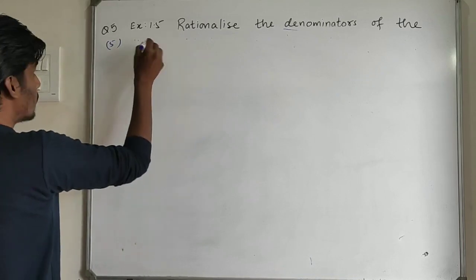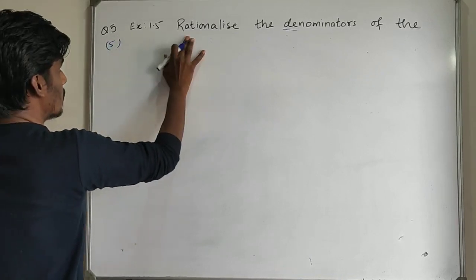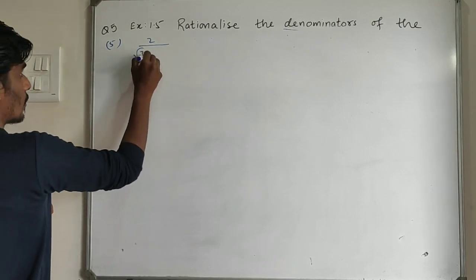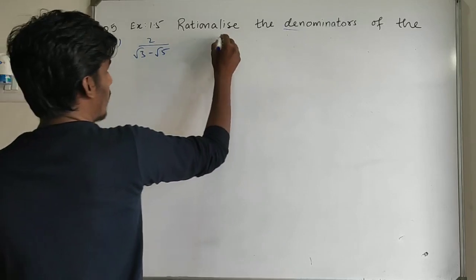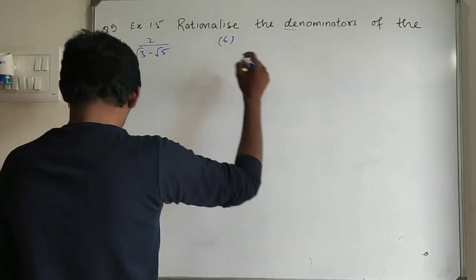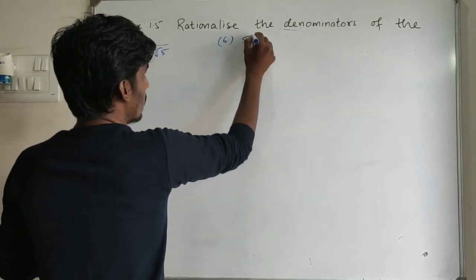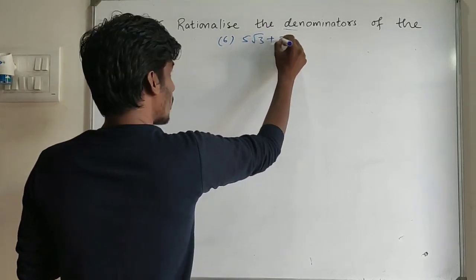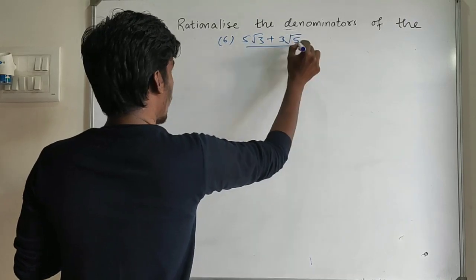Fifth one now. 2 upon root 3 minus root 5, and sixth, plus upon.